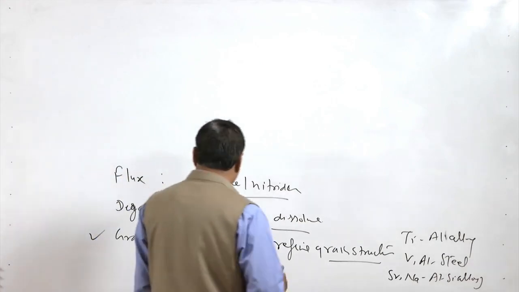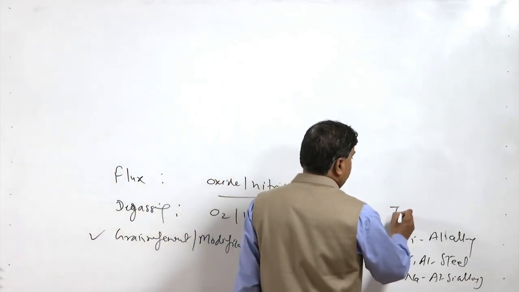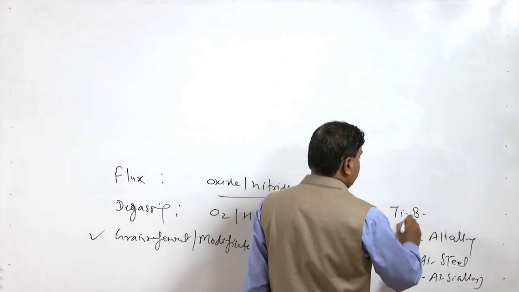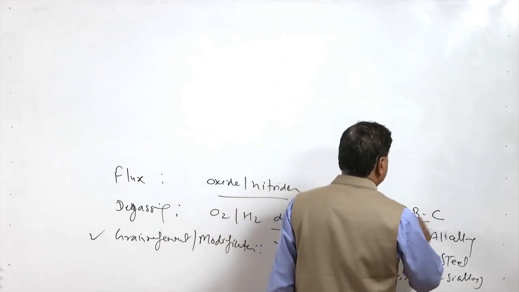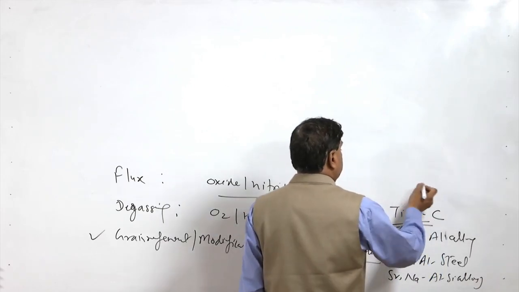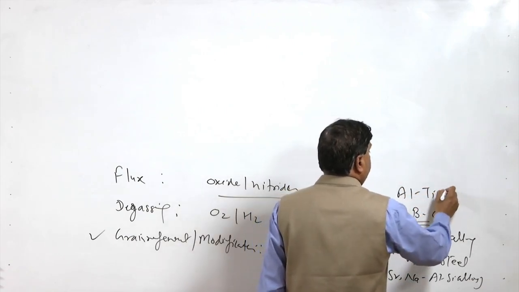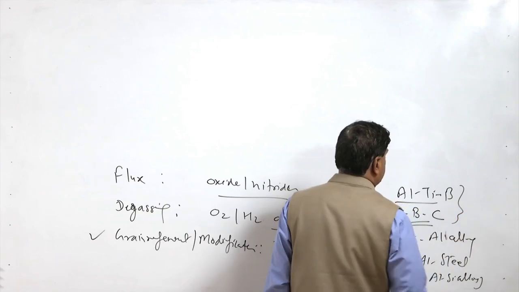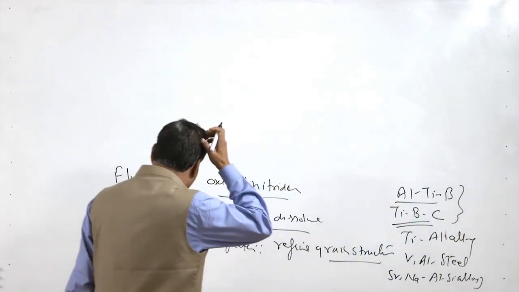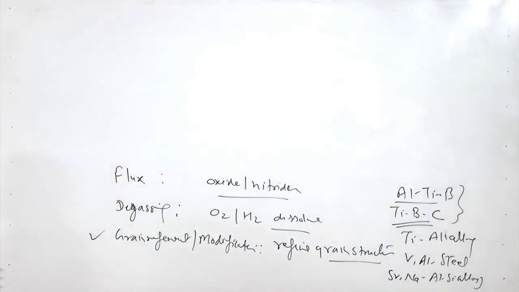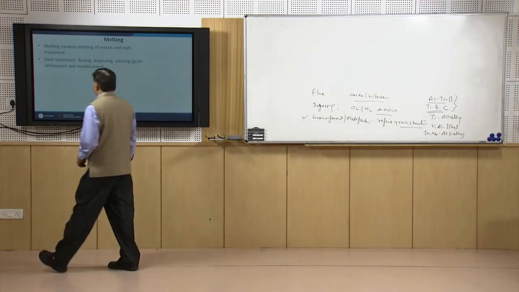The common grain refiners which are used are titanium, boron, carbon, and AlTiB. These are the two common types of grain refiners used in the foundry industry for the melt treatment purpose.